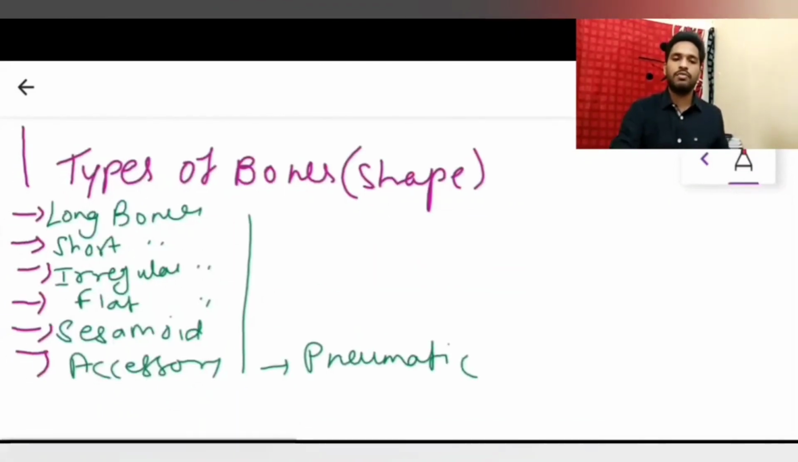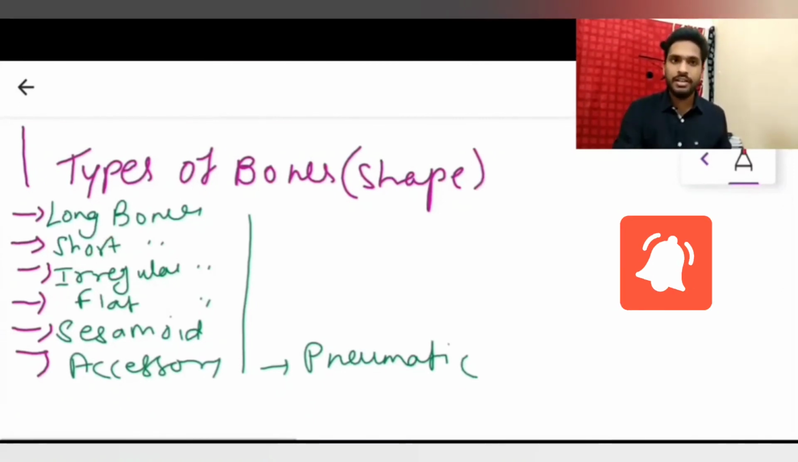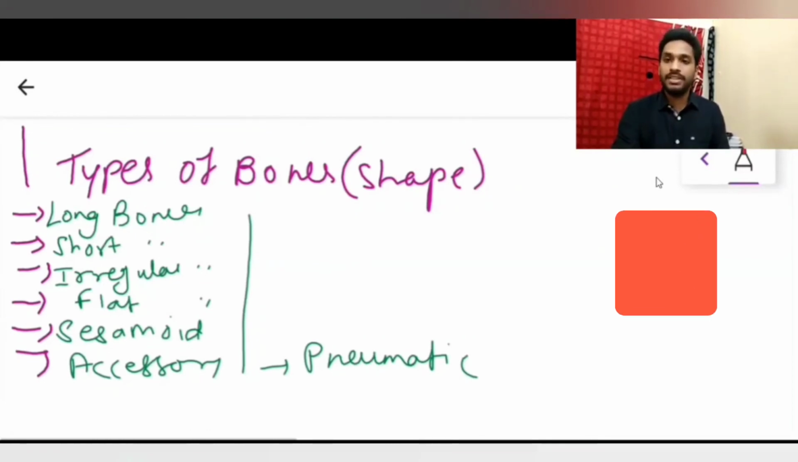This was the very basic topic of the anatomy and is also used many times in orthopedics.